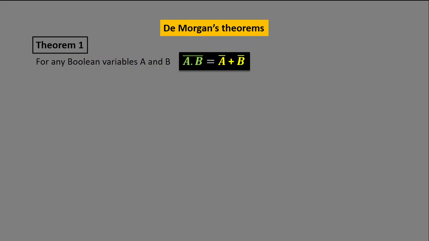So if there is an AND operation between two Boolean variables, then on the output side the dot is substituted by the plus sign. That means AND is complemented as OR, and individual Boolean variables are complemented at the output side.